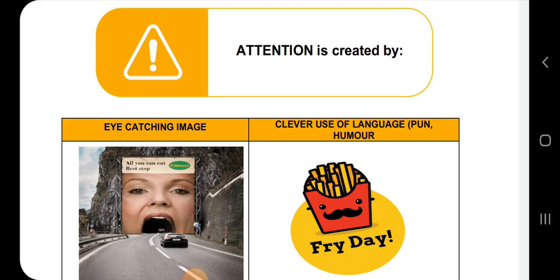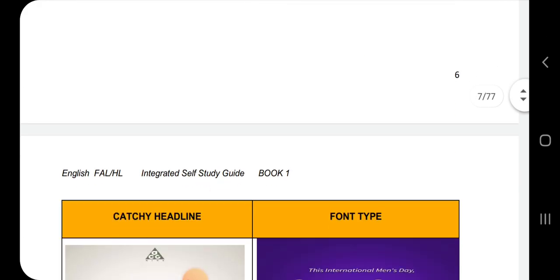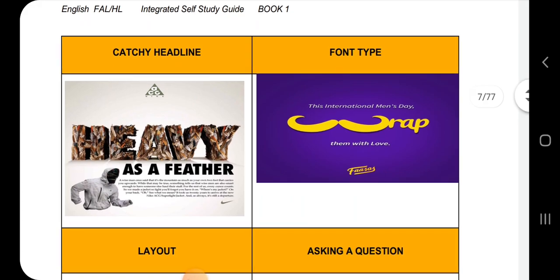So in an advert, how do they grab your attention? They will use eye-catching images like this one that we see, or they will use clever language. Friday, and there is a picture of rice, you see. And then again, they can use catchy headlines, like heavy as a feather. A feather is not heavy, but that is like heavy as a feather. What is this all about? You see, so it's a catchy headline or a font. Look at that W on the wrap, it's like the beard of a pirate. You see, that catches interest.